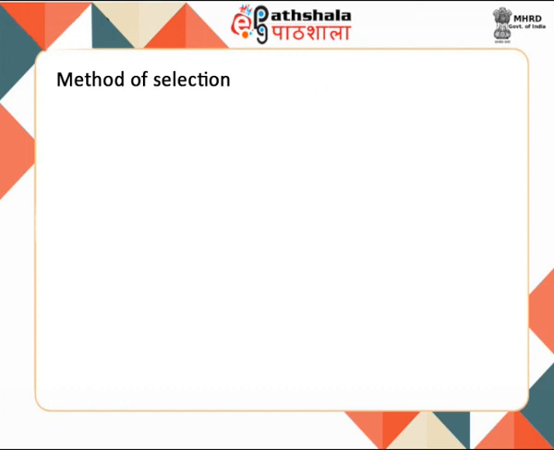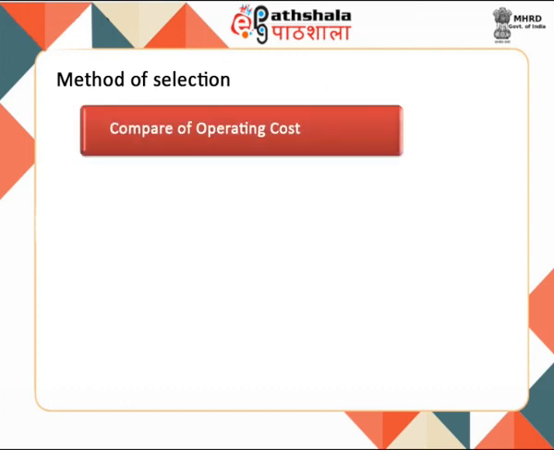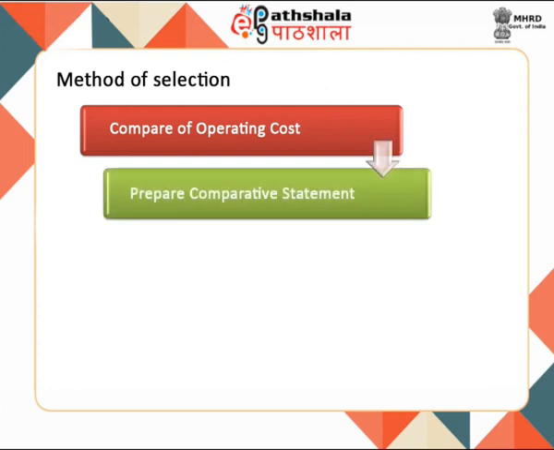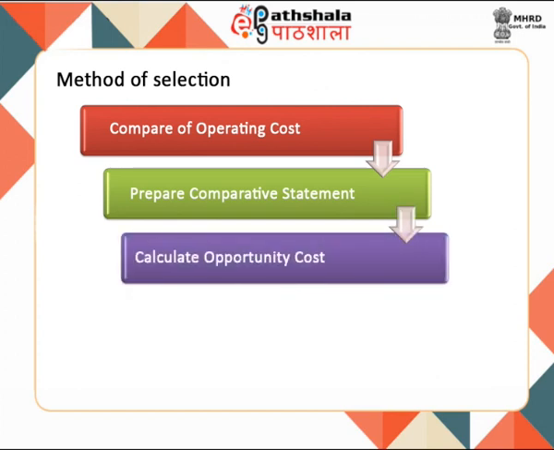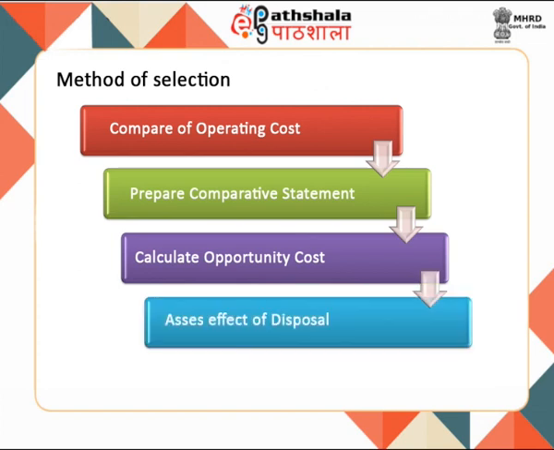The first step is to compare the operating cost of existing plant with that of the one which can alternatively be purchased. A comparative statement of both options relating to profitability, return on capital employed, and interest on capital be made. The second step is to calculate opportunity cost involved and finally assess the effect of disposal of existing plant.